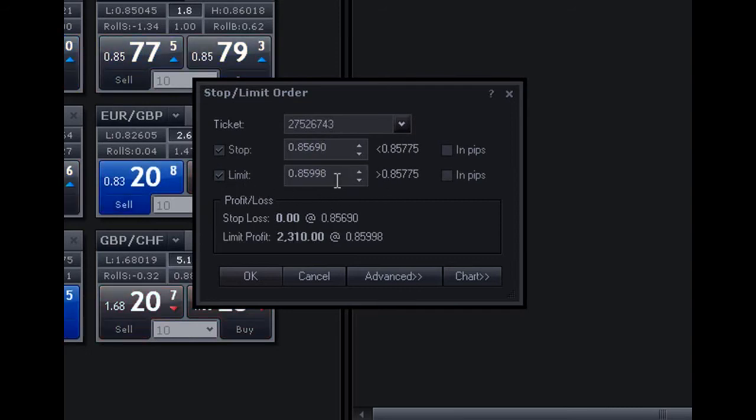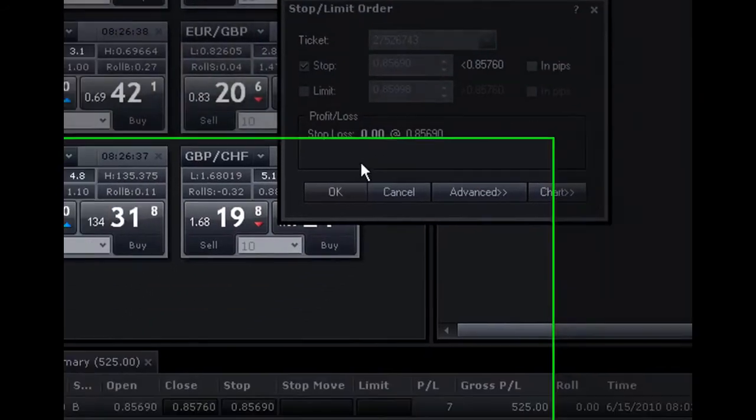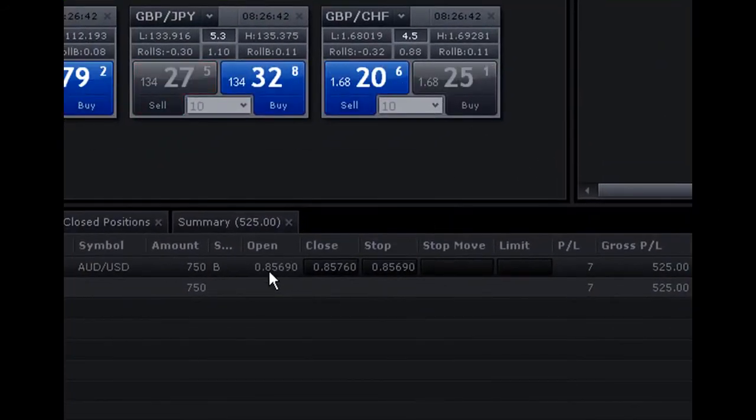And let's put in a limit order. Our limit order is going to be our take profit. Can we do that right now? The answer is no, we cannot. Why? Well, first of all, let's just put our stop in place. So our entry, which was our open, was at 0.8569, and our stop is at 0.8569. So if price comes back down now, we will be getting out of the trade at break even.